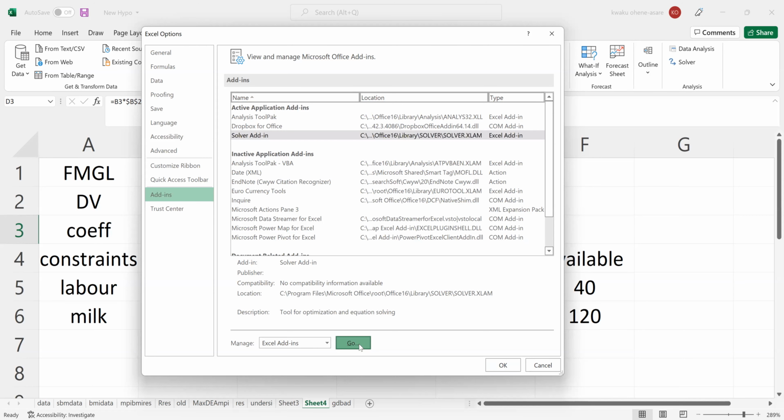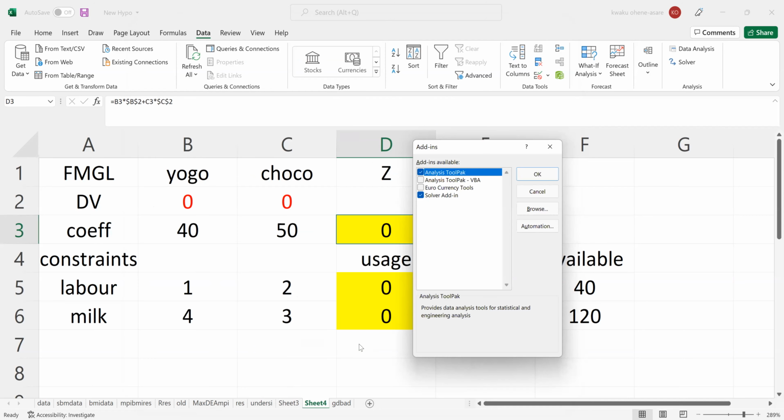Click go. When you click go, the add-ins parameter dialog box will open. You will see solver in the list. You will see analysis ToolPak, UBA, euro currency, and other things. But what you are looking for is solver.